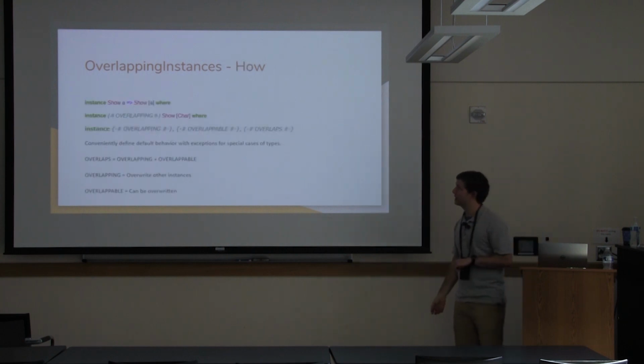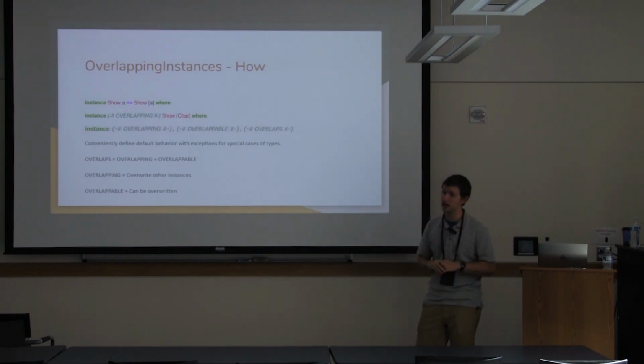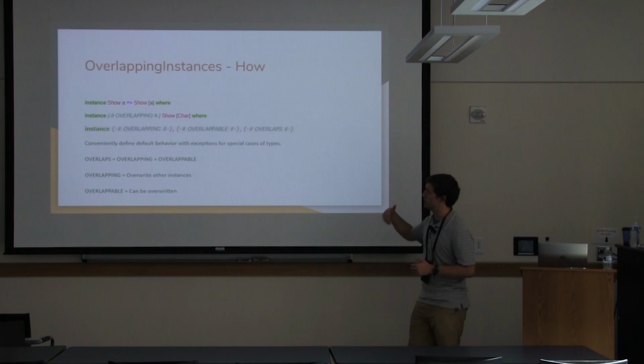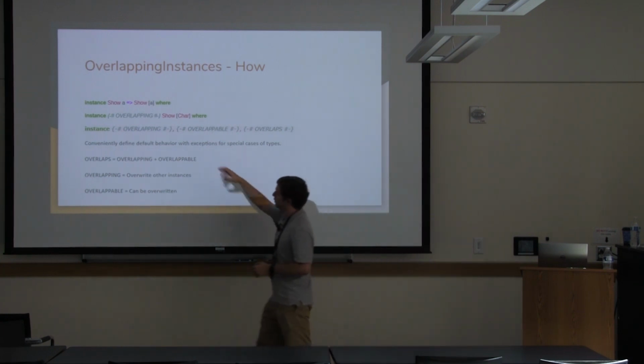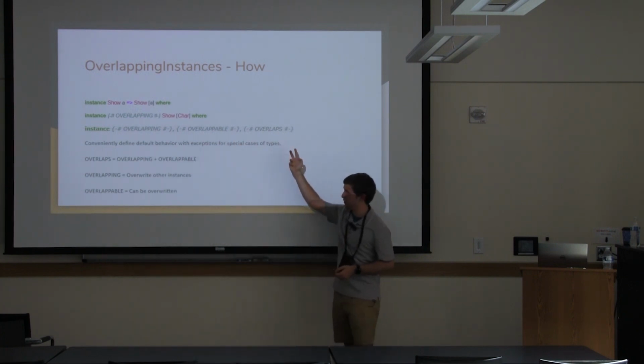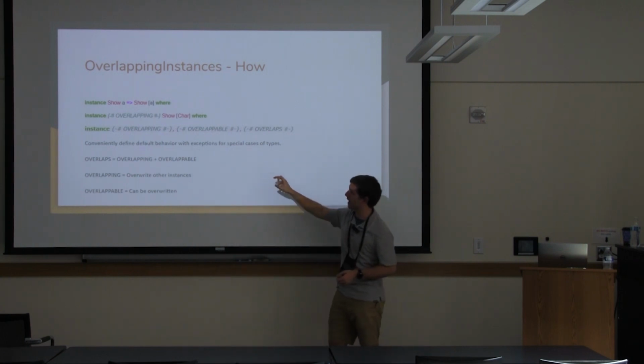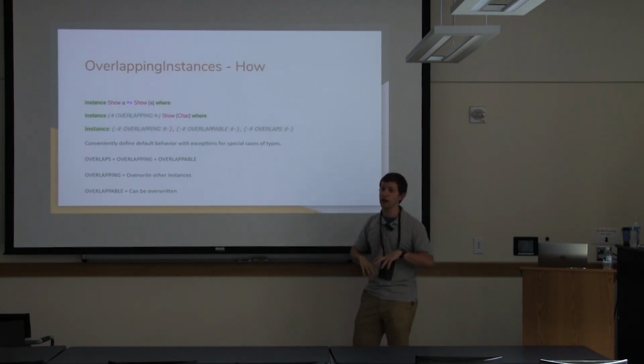So how do you turn on overlapping instances? Well, it's pretty easy. You can still turn on that extension at the top level, or you go in your instance declaration, and you do, for example, we'll define something as overlapping. And the choices are overlapping, overlappable, or overlaps. So overlaps is a combination of the two. Overlapping means that other instances are safe to overwrite me.